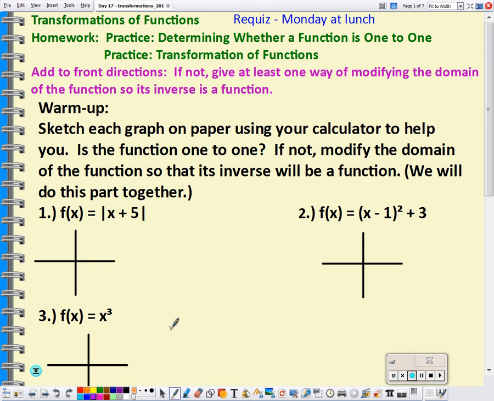Okay, so if you need more time, pause the video, and we're going to graph these functions, determine if they are one-to-one, and if they are not one-to-one, we're going to modify their domain. So we see the first function is an absolute value function. Its vertex will be at -5, 0. So 1, 2, 3, 4, 5, 0. It's got a slope of 1 because there's a 1 here. So it would go up 1 and right 1. And there's the symmetric part. So we can tell from looking at this that this is not one-to-one.